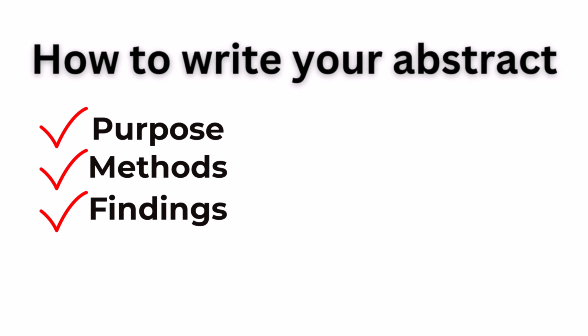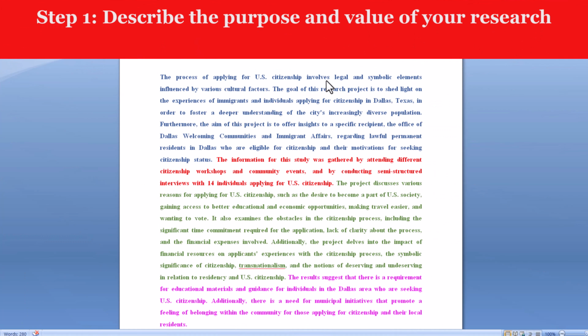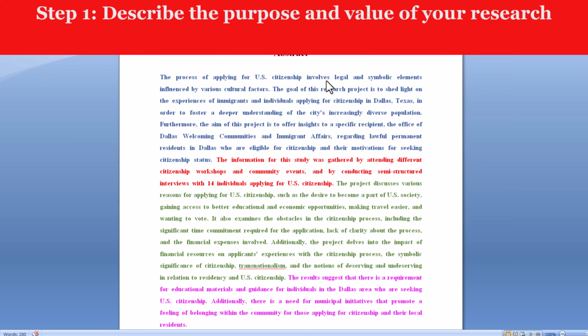Okay, going to the main topic, how to write your abstract. It is essential that your abstract addresses 4 key elements of your research: the purpose, methodology, findings, and implications. Consequently, the organization of your dissertation or thesis abstract should mirror these 4 crucial components in the specified sequence. It's important to delve into each of these elements in detail, one at a time. Step 1. Describe the purpose and value of your research.